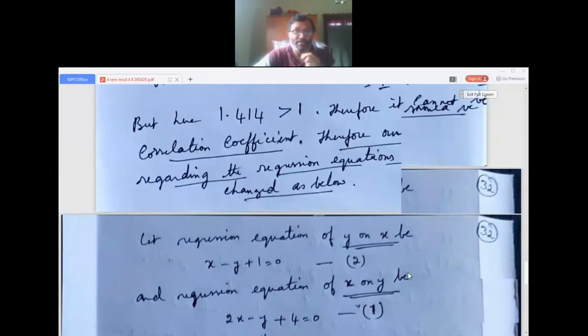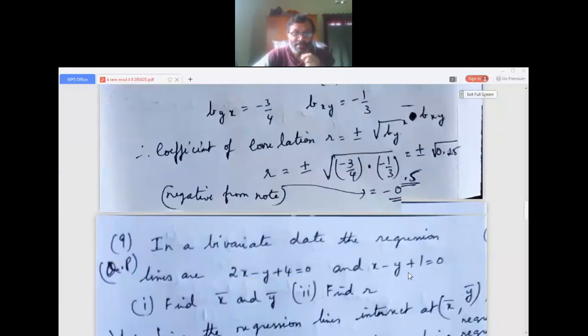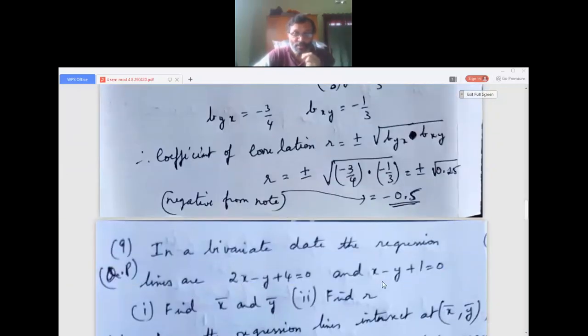These are the two methods. So once again, see this problem. In a bivariate data, the regression lines are 2x minus y plus 4 equals 0 and x minus y plus 1 equals 0.